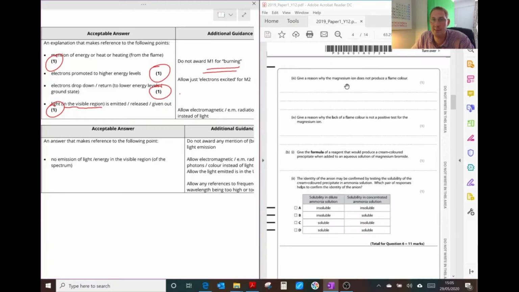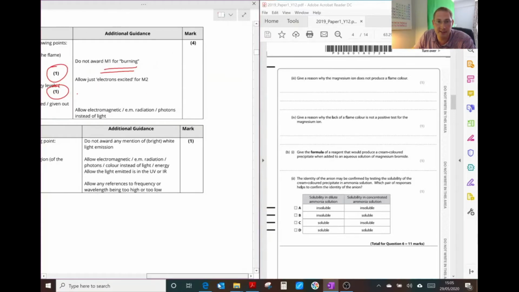Give a reason why magnesium does not produce a flame colour. No emission of light in the visible region, but allow that the light is emitted in the UV, which is correct. They said that IR was okay as well, but light emitted in UV. Any reference to frequency or wavelength being too high or too low.